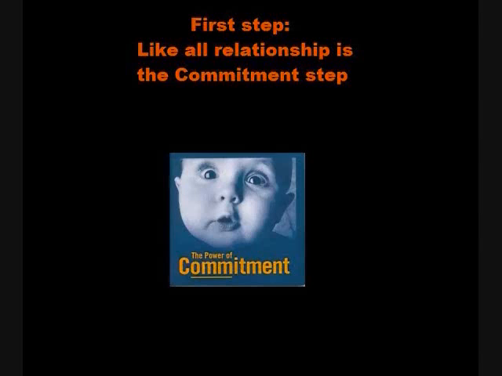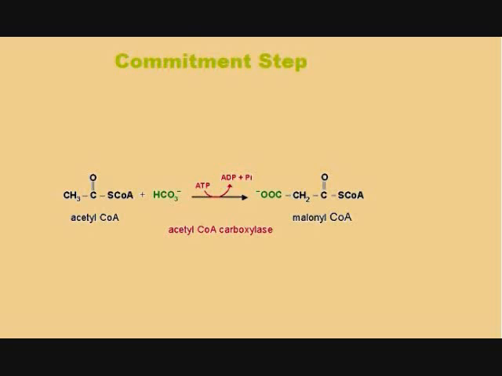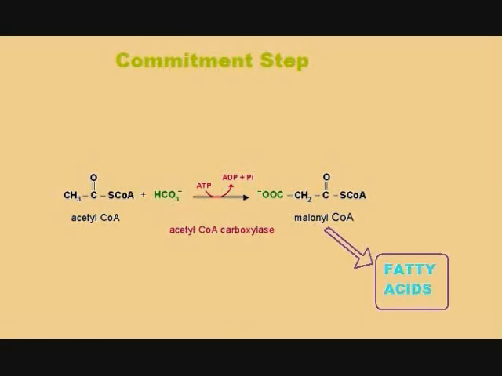The first step of the synthesis of fatty acid is the commitment step. This is when acetyl-CoA is converted to malonyl-CoA by acetyl-CoA carboxylase, which is the regulatory enzyme. This is said to be the commitment step because after the acetyl-CoA is converted to malonyl-CoA, it must be made into the fatty acid molecule and cannot be returned to the citric cycle.